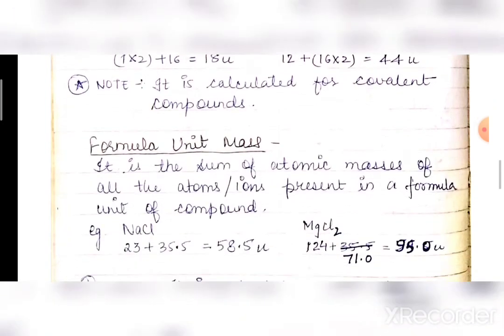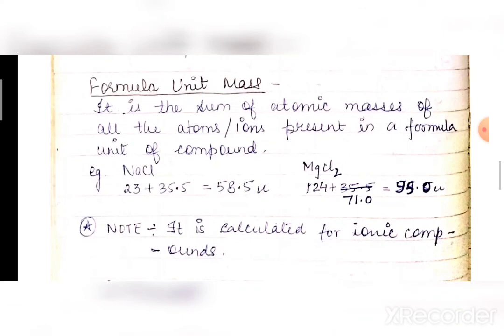Whereas if there is gaining and losing of electrons, then the compound formed will be an ionic compound and the bond will be an ionic bond, and the mass which we have to calculate is formula unit mass. So formula unit mass is the sum of atomic masses of all the atoms or ions present in the formula unit of a compound. For example, NaCl. Sodium mass is 23, chlorine is having 35.5, total will be 58.5 U.